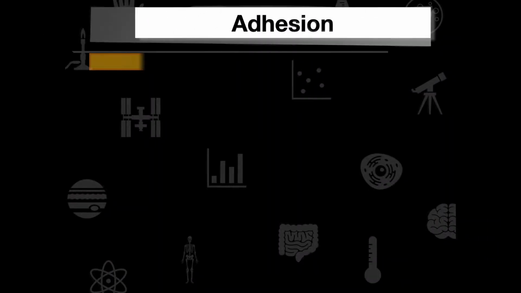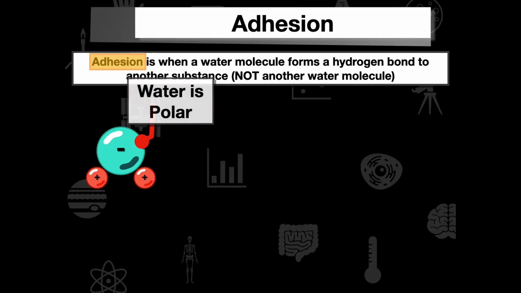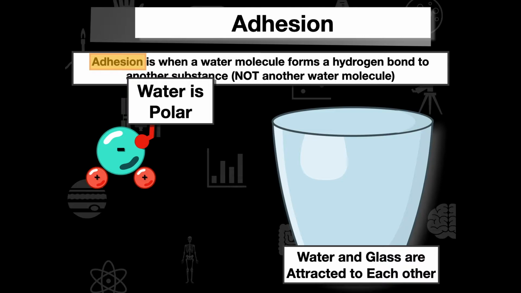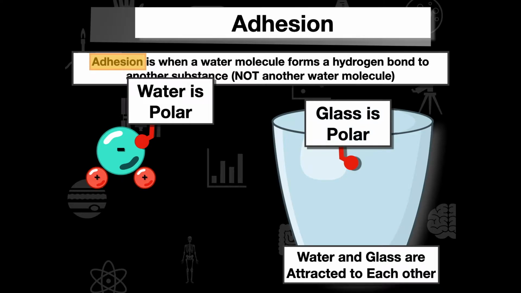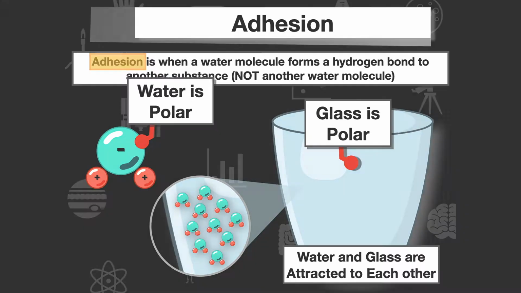Now, adhesion is when a water molecule forms a hydrogen bond to another substance, but it is not another water molecule. So water is going to be polar. If we were to take this water and attach it to a glass, we know that the glass is also polar, and the water is going to stick to the glass. It's important for us to understand these two basic vocabulary words because the vocabulary words that we're going to look at next build upon the vocabulary words that we're learning about now. Cohesion is water to water, adhesion is water to another polar substance.